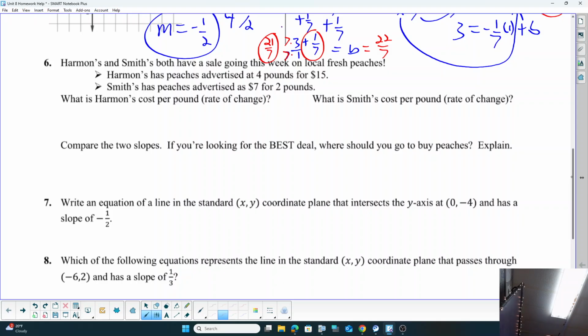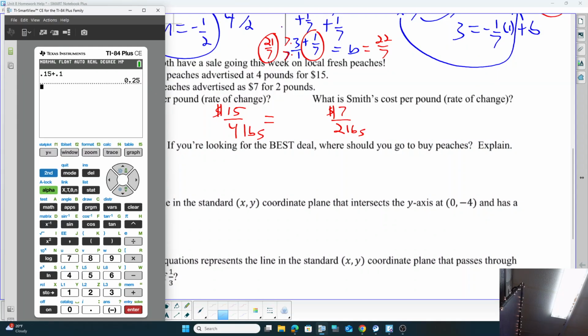Okay, let's see here. I'm not sure if there's enough information for this. I guess if you look at the slope. Let's see. So peaches advertised 4 pounds for $15. So if we have $15 divided by 4 pounds, and then Smith's is $7 divided by 2 pounds. Does that sound like a slope kind of thing to you? Yeah, it looks like a slope kind of thing.